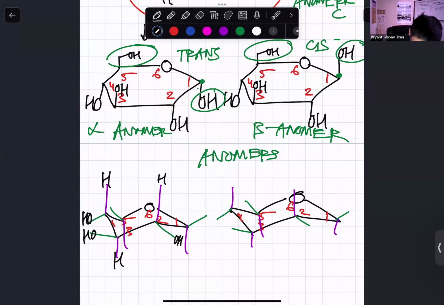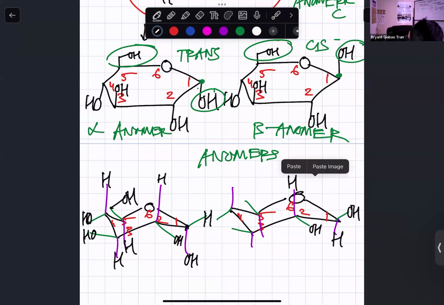Carbon 5, the CH2OH is going up. The bond going up in carbon 5 is the equatorial bond, like that. And if we're looking at the alpha carbon, the OH is going down. So the bond that is going down at carbon 1 is the axial bond right there, right? So let's just do the same for the beta anomer, like that. Any questions on this? Am I moving too fast for you?